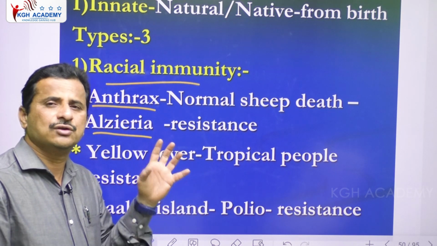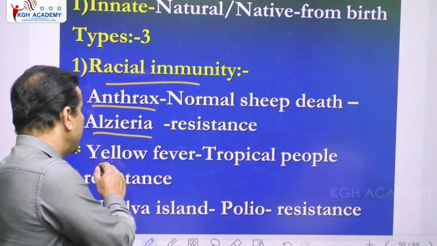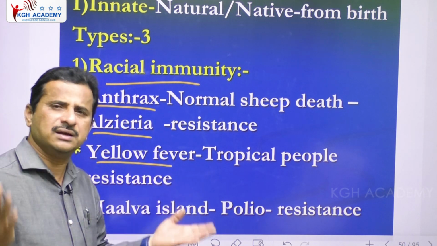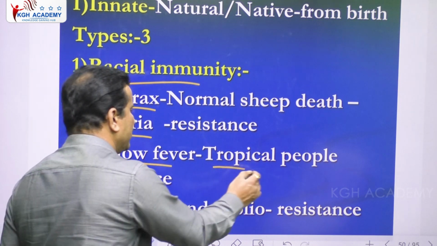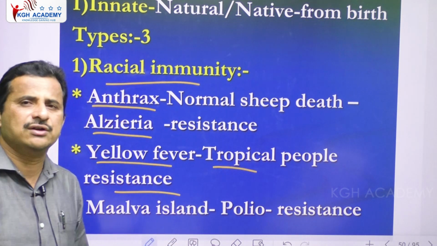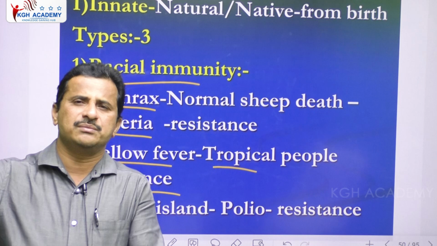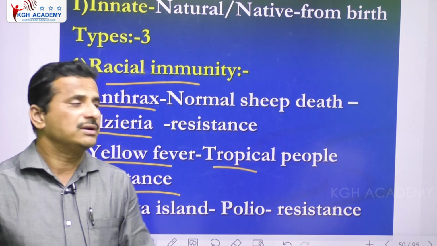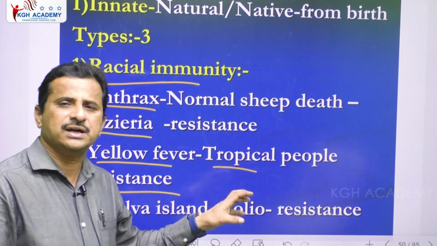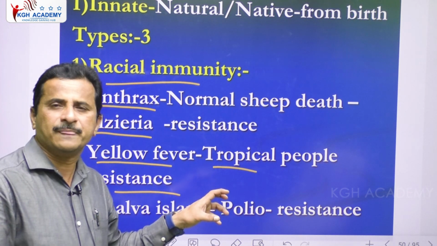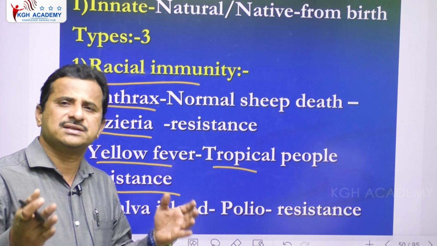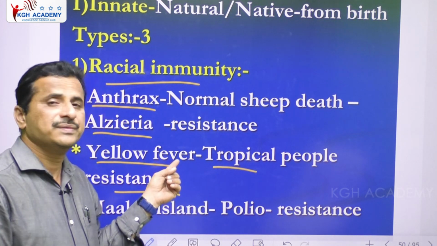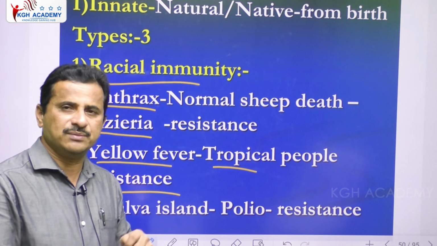Here I am giving human related examples. See, yellow fever. It is very common in many people, but people from tropical areas show resistance to yellow fever. Yellow fever is very common in temperate regions and polar regions in many areas, but some tropical people show resistance to it. They are the same humans, but based on a particular race, because of special genes, they show resistance. One more human related example.